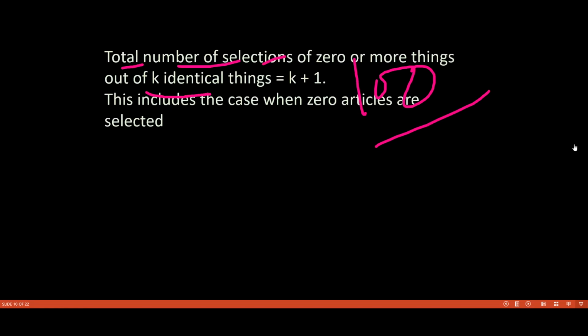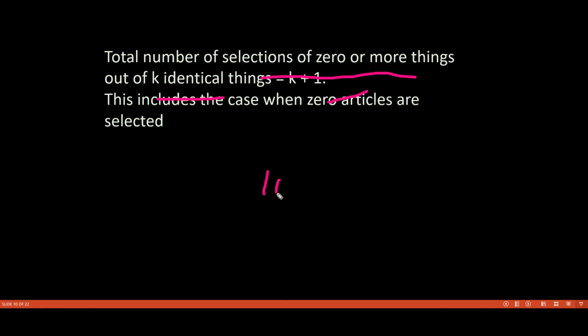Now see, same question if we asked in a different manner, the total number of selections of 0 or more things out of k identical things is equal to k plus 1. So for example, there are 100 marbles, and we ask you to select any number of marbles from them. So in how many ways can you do that?